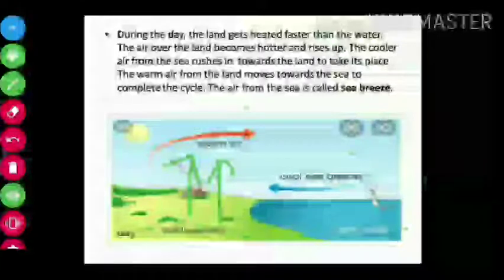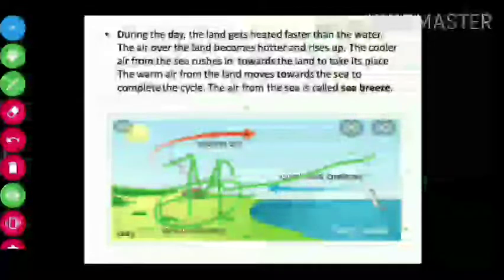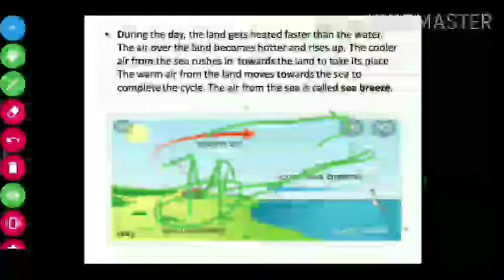Then if the warm air is moving up, this place becomes empty. Then to fill this space, what will happen? The cooler air from the sea will rush towards the land, which means it will come towards the land to take its place, and the warm air from the land moves towards the sea to complete the cycle.